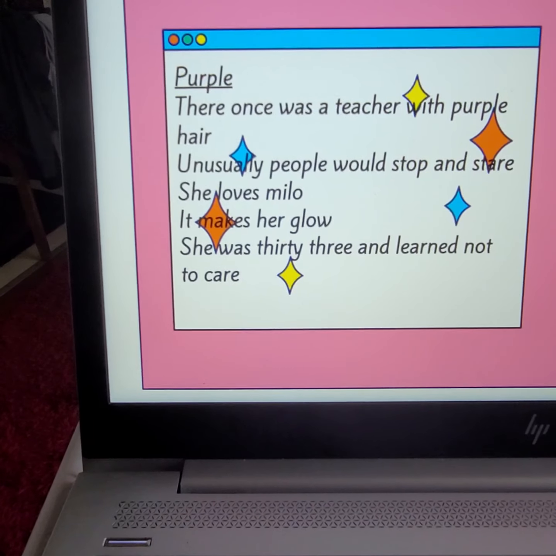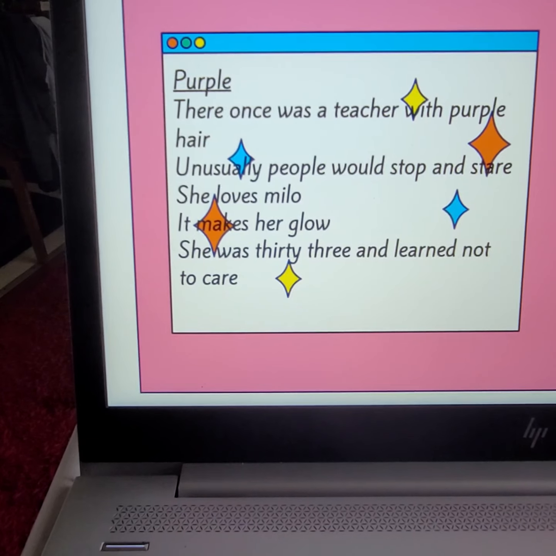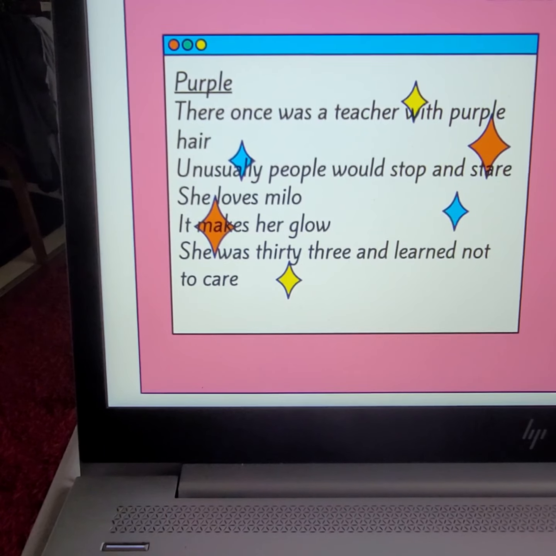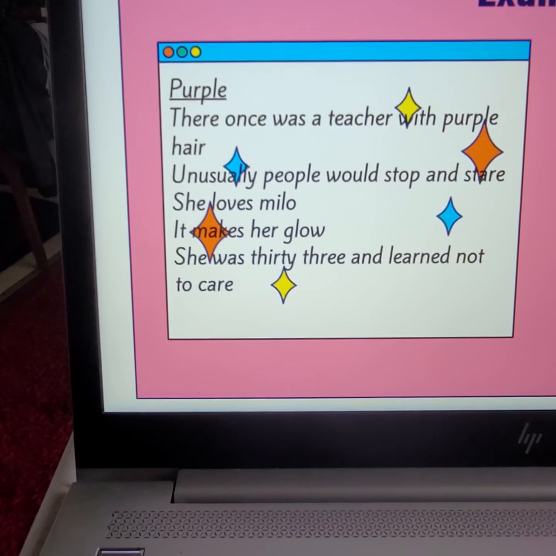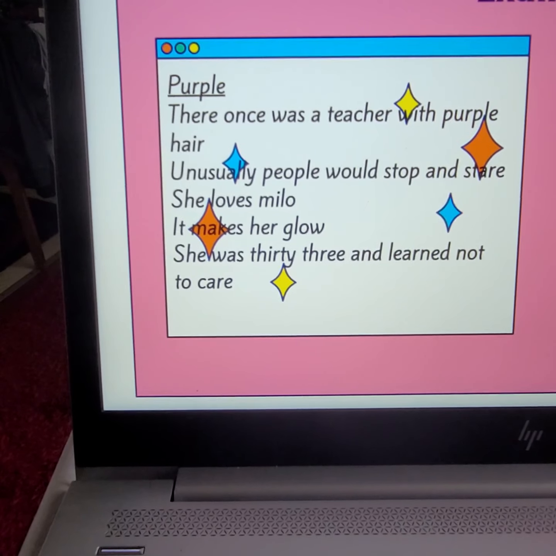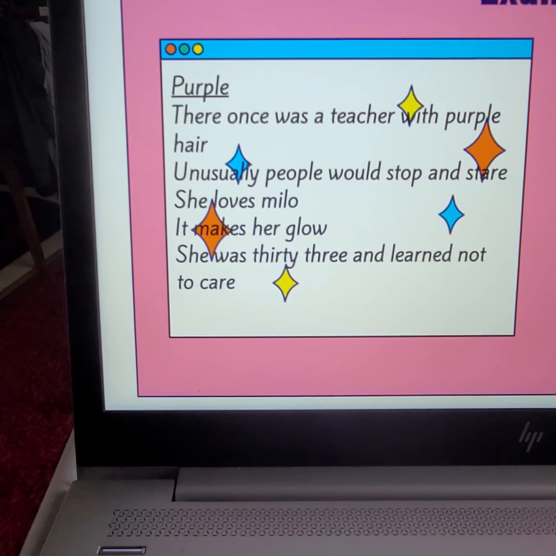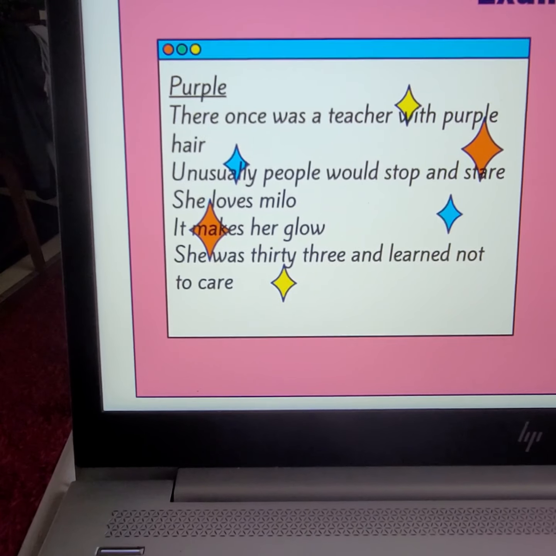So you can see here that I followed the rules of it was a bit of a silly poem, and my rules were that lines 1, 2, and 5 had to rhyme. So there you can see hair, stare, and care, they rhyme. And lines 3 and 4 rhymed as well, Milo and glow.